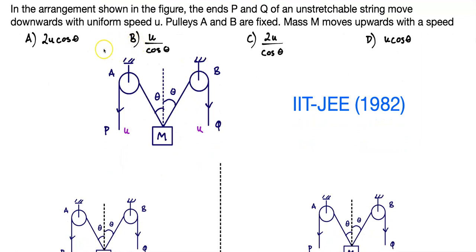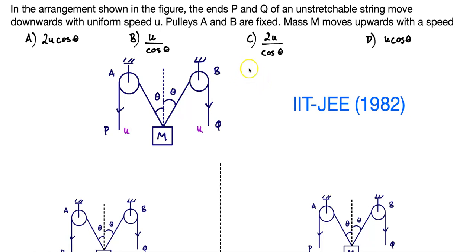And the first thing we want to do is check units, right? Because we don't want to solve a problem if there's just one option with the right units. So u has units meters per second, units of speed. Cos theta has no units. So that means all four of these options have the right units. So unfortunately, we do have to solve this problem. And that's why I'm even making this video.